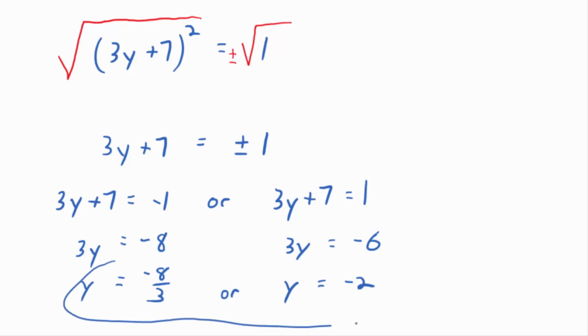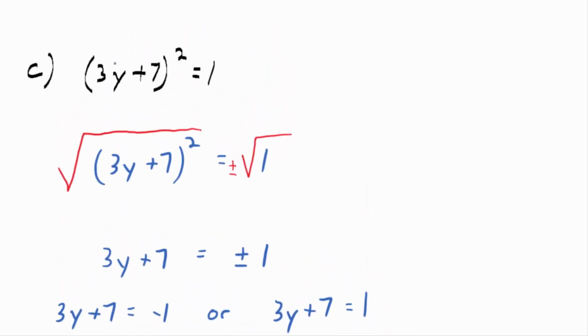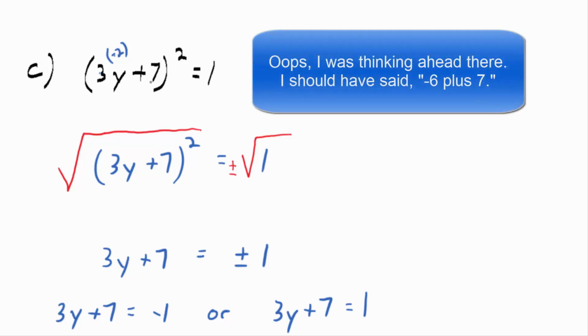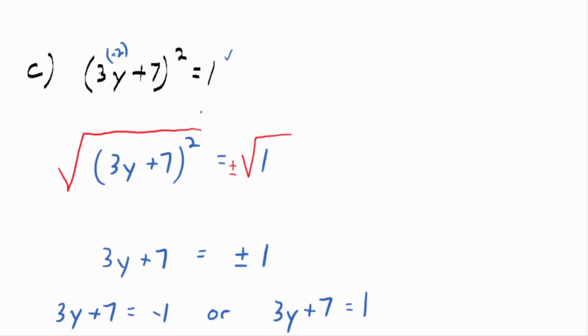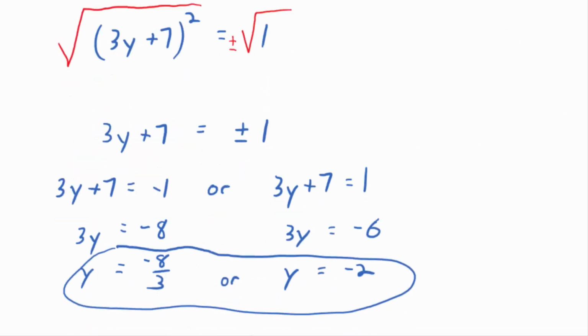Do you think you could check both answers here? You can always check your answers, guys. You can plug it back into the original equation. Let's just try one of them. Let's try the negative 2. Do we get a true statement? What's 3 times negative 2? Negative 6 plus 7? 1. Squared is 1. Yeah, it's going to check. Same with the negative 8/3. That should check too.